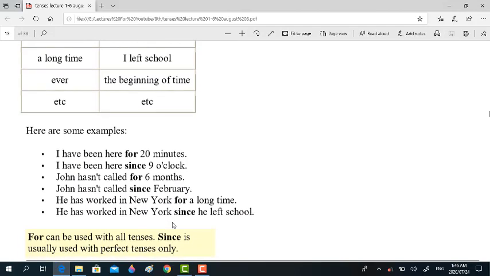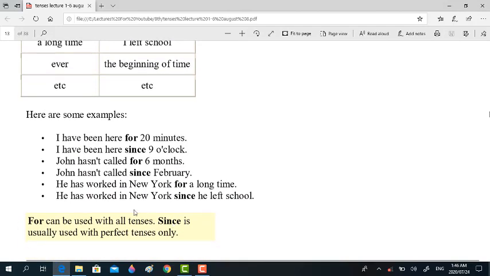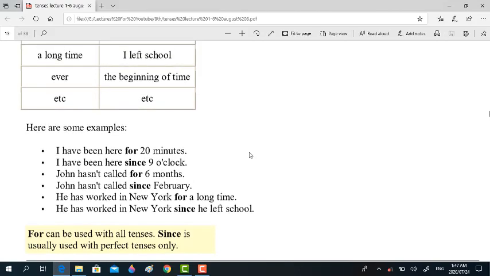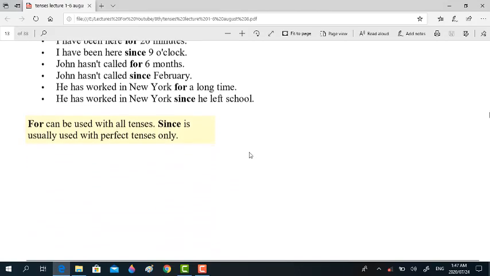Okay, dear students, for can be used with all the tenses, but since is usually used with perfect tenses only. This is not a hard and fast rule, so just unlearn this and retain the rest, right?